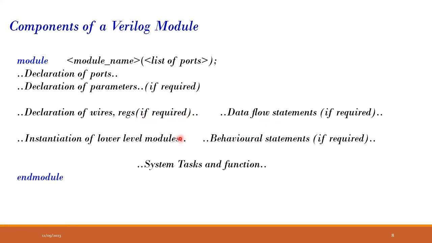Then what are the data flow statements? Then, if we require any lower level module, how we call those lower level modules, and other things regarding the task and function for which we have defined the module. So this is just a basic structure. In this structure, we will write our various codes of how it has to be executed.